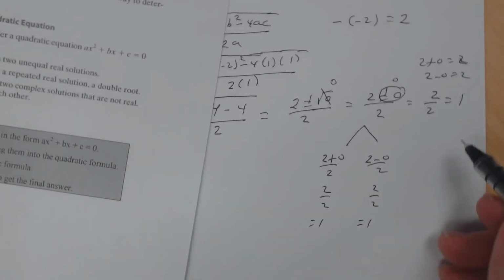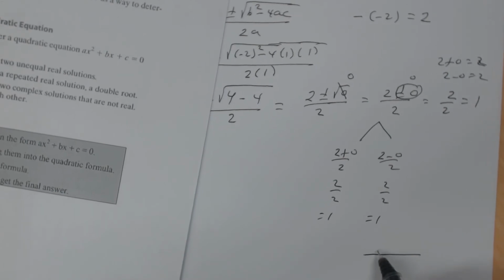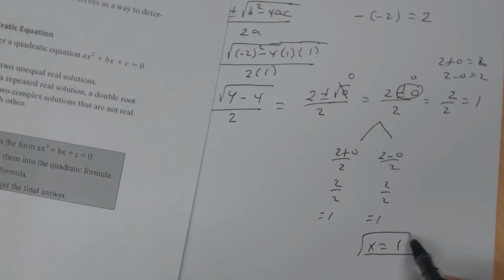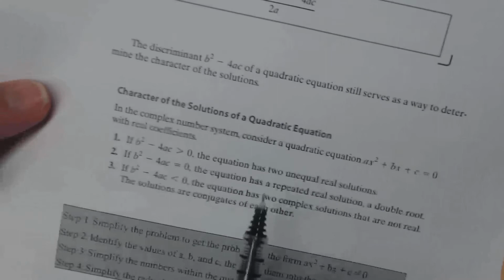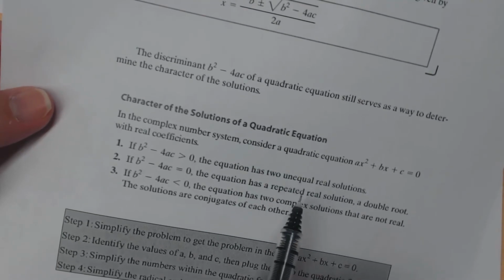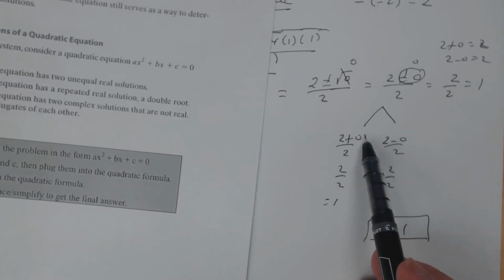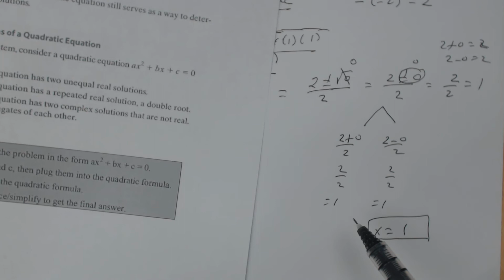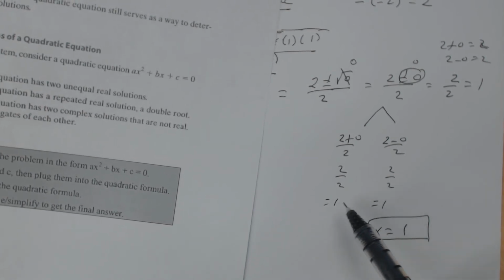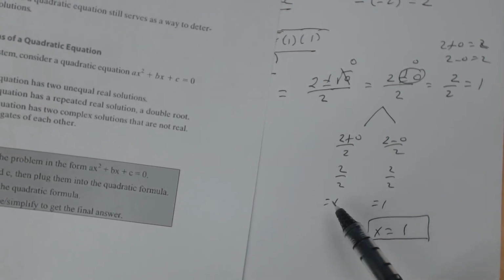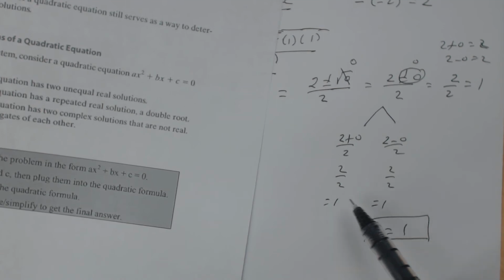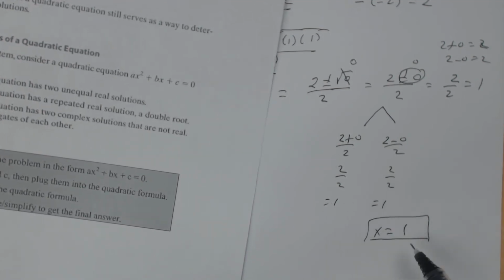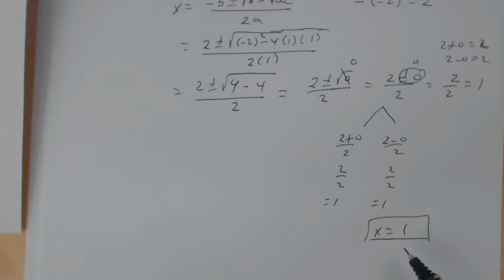So it's called a double root, but really we only list it once. So in the blank, you're just going to say x equals 1. That's why it's called a repeated solution, a double root, because of 2 plus 0, 2 minus 0, just like we did in the previous problem. These 2 numbers are the same, so it's called a double root. So 2 solutions, a double solution, but you only list it once.